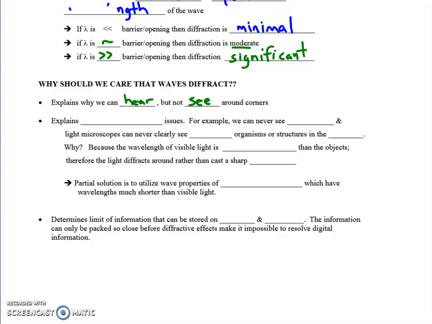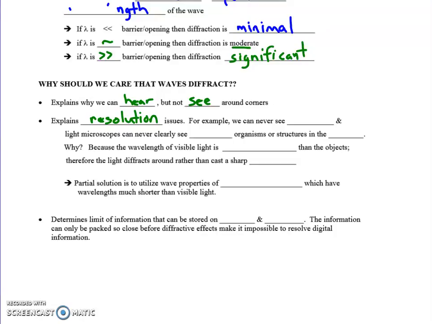If I were standing in a doorway talking, again, the width of the door is roughly the same size as the wavelength, so the sound will fill it in, whereas light is tiny compared to that opening, so it does not diffract around it. The second and more important case is it explains resolution issues. And I'll show you some slides tomorrow. Remind me to do that.